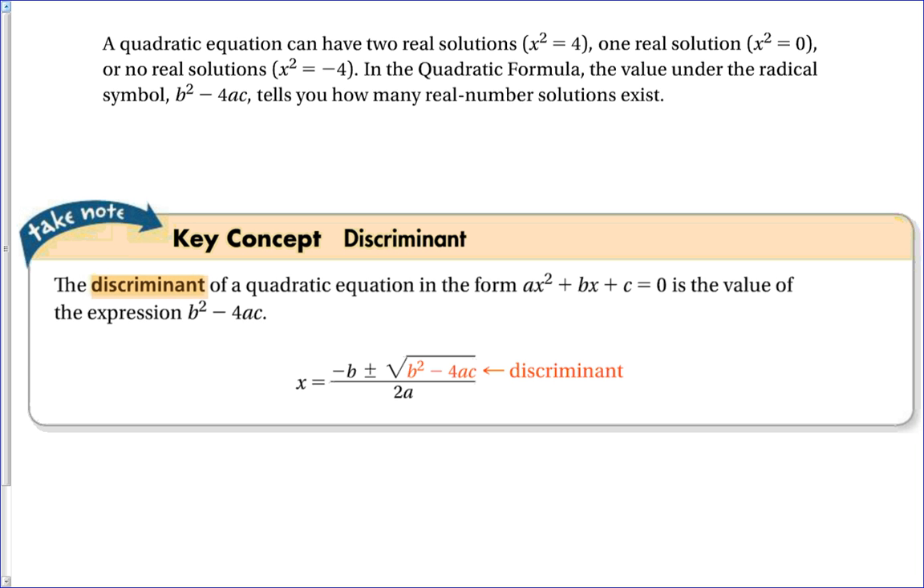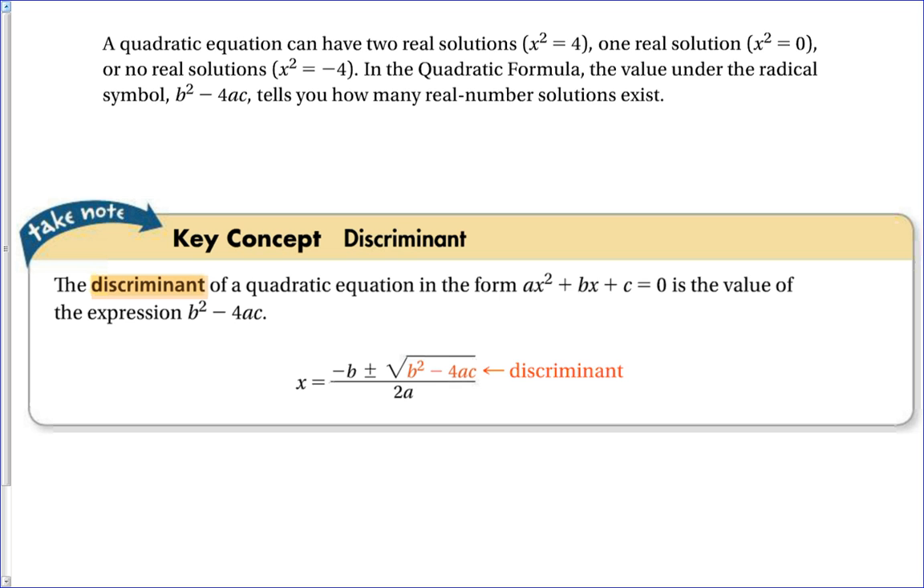A quadratic equation can have two real solutions, such as x squared equals 4, because when you take the square root of both sides, you get positive and negative 2, so it crosses the x-axis twice. Remember, a solution is where it crosses the x-axis.